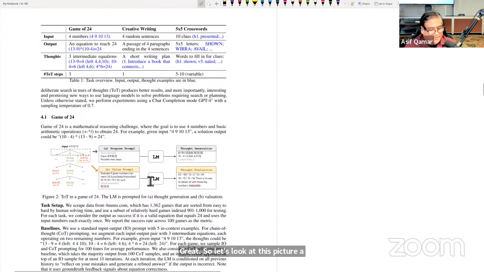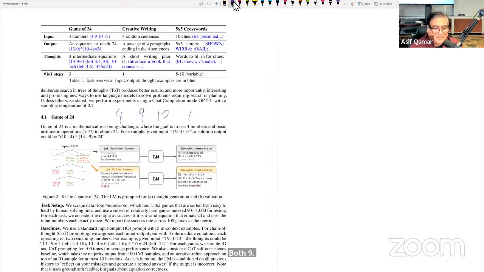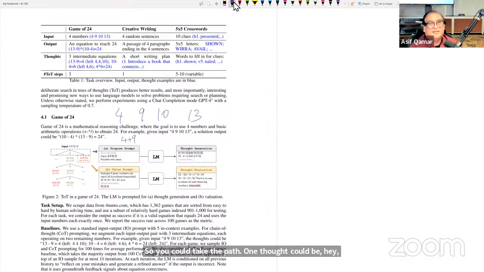What is the chain of thought? Do you notice that you could look at these numbers: 4, 9, 10, 13. So you could take the path, one thought could be, let me put 4 plus 9. First step. You put one operator there, that's step 1.